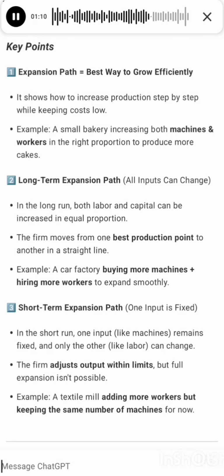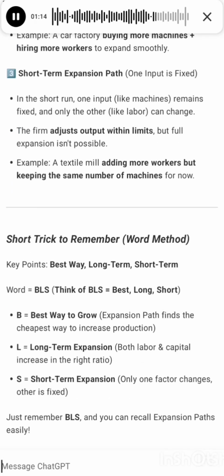Short trick to remember. Key points. Best way, long term, short term, or BLS. Think of BLS equals best, long, short. B equals best way to grow.